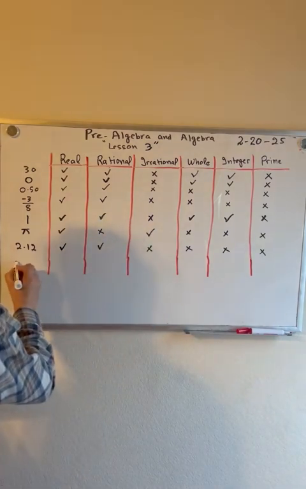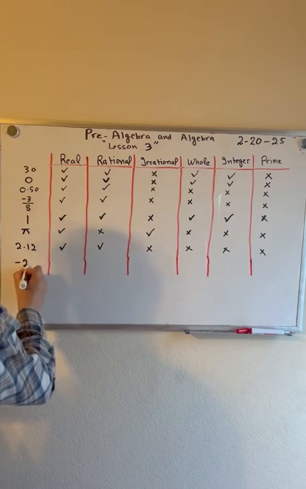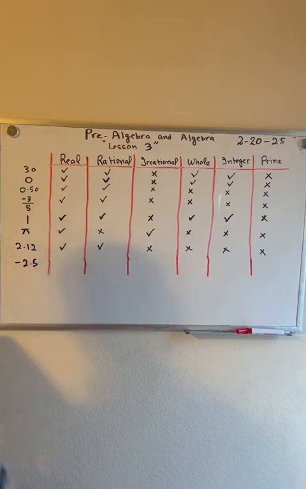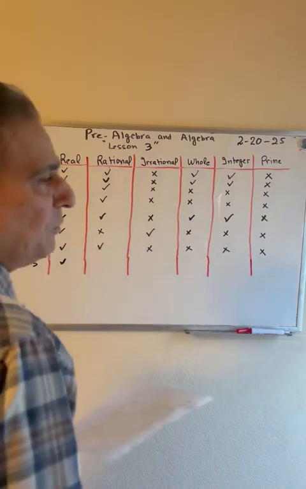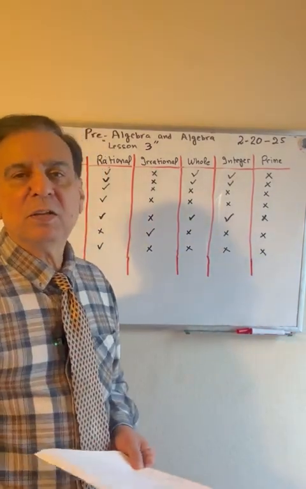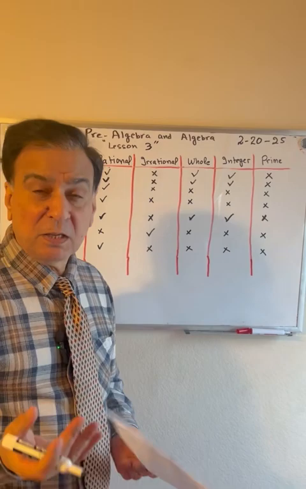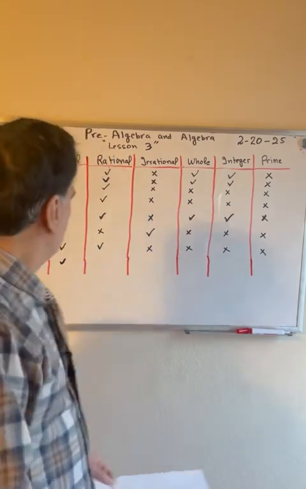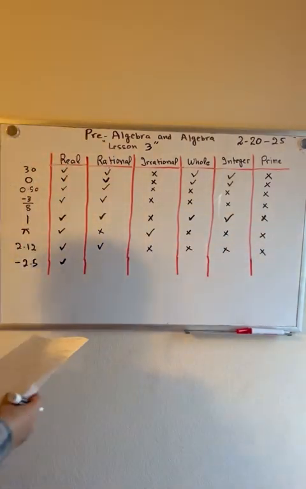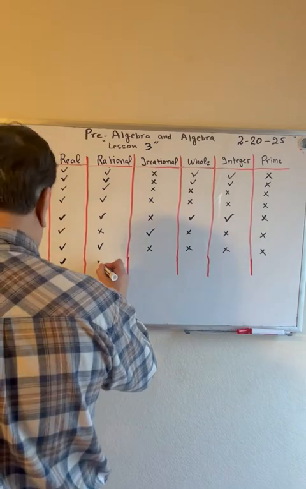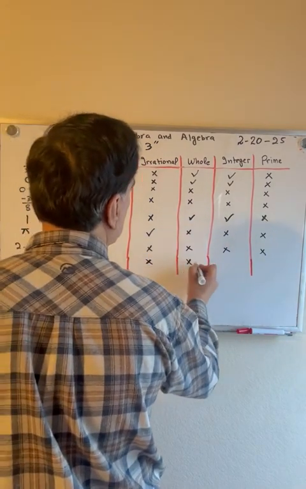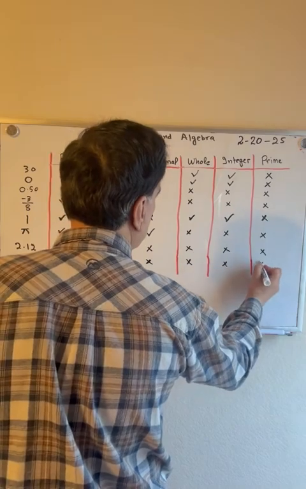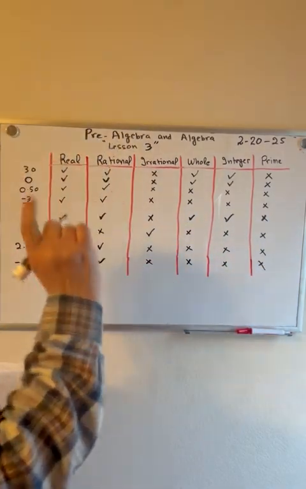So how about negative 2.5? Is that a real number? Yes, it is. Like I said, if you have a balance of $2.50, which is negative in your balance, you can relate to that. So that is why it's a real number. Is it rational? Yes, it is. Okay. Irrational? Nope. Whole number? Nope. Integer? Nope. Prime number? Nope.